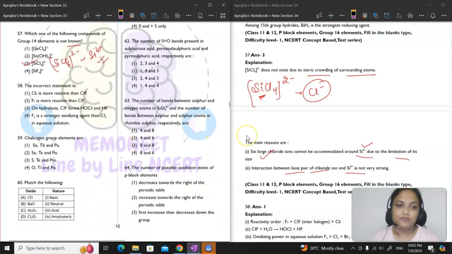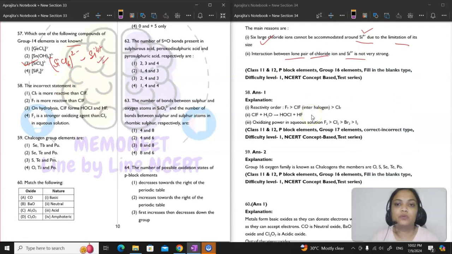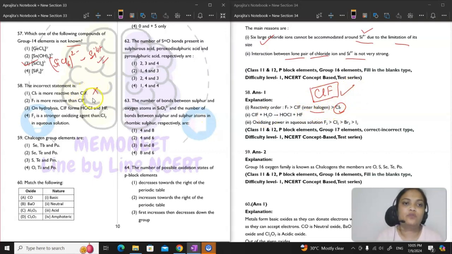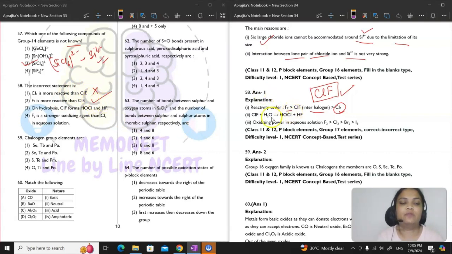Question number 58. The incorrect statement is: chlorine is more reactive than ClF. Now, if I talk about the interhalogen compounds, it's an interhalogen compound between chlorine and fluorine. So students, this statement is actually not true because chlorine is less reactive than the interhalogen compound ClF, and fluorine is more reactive than ClF. This is true, so fluorine will be more reactive.